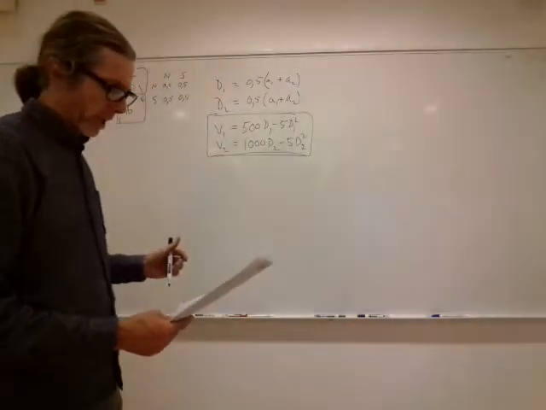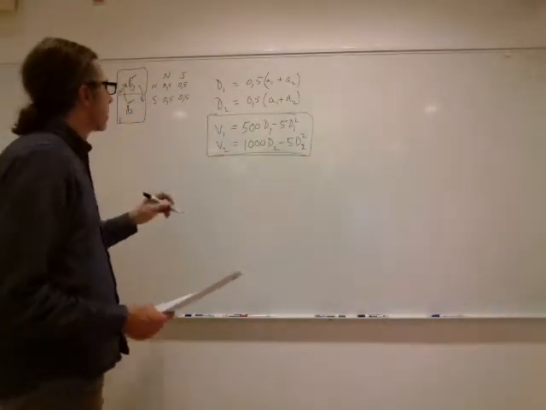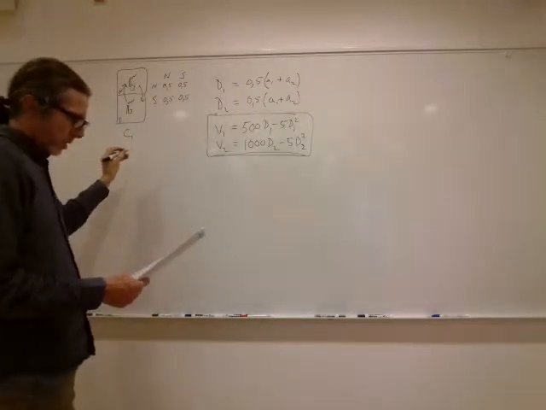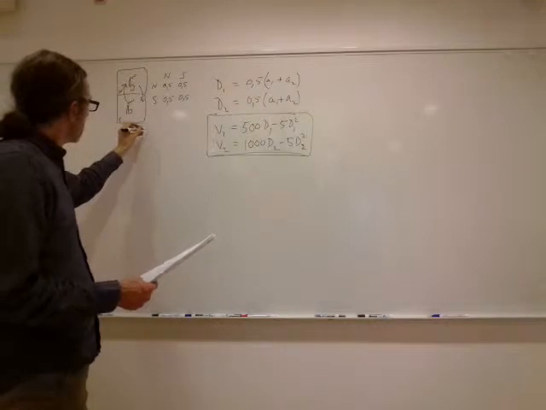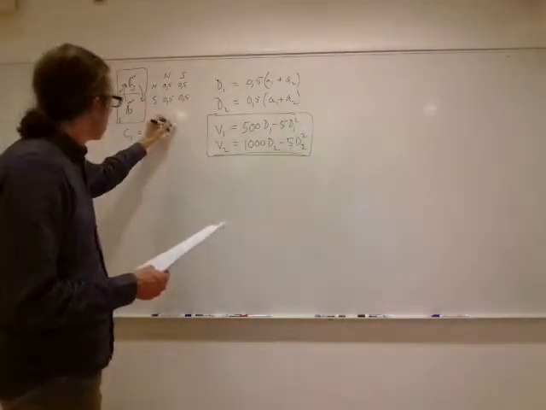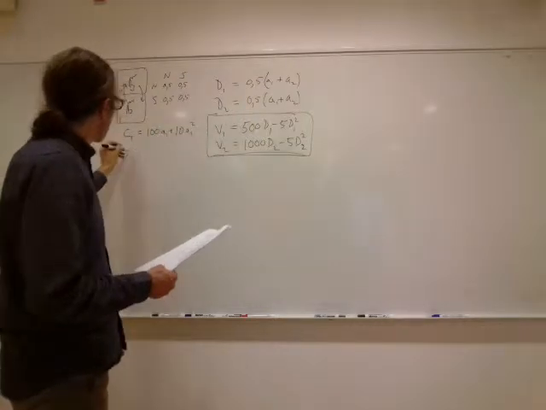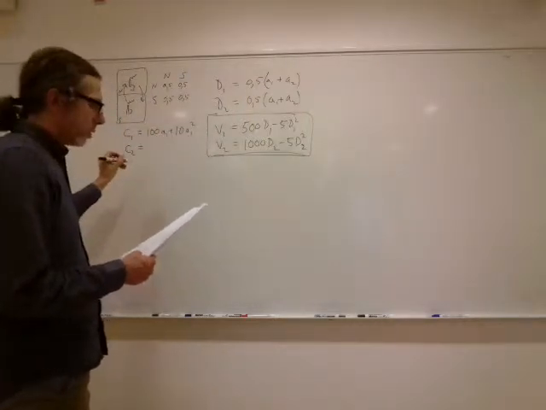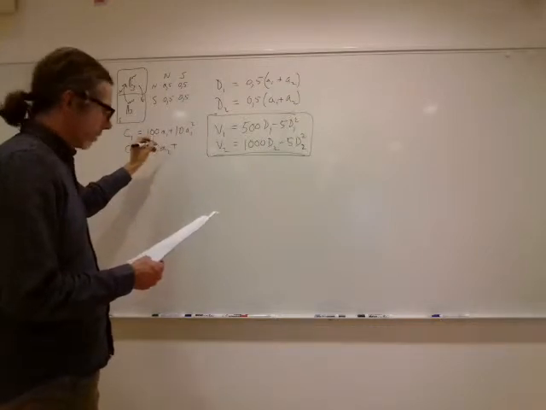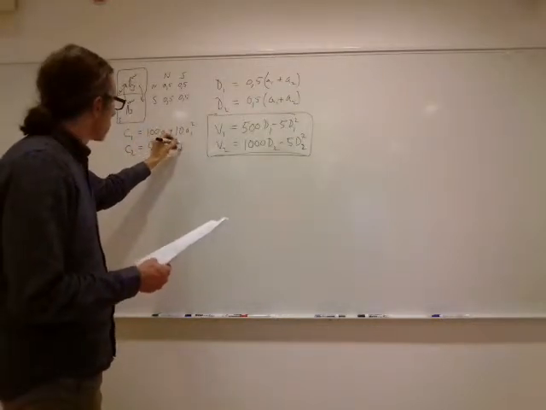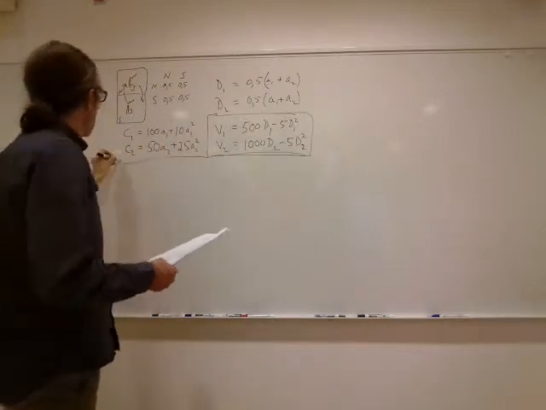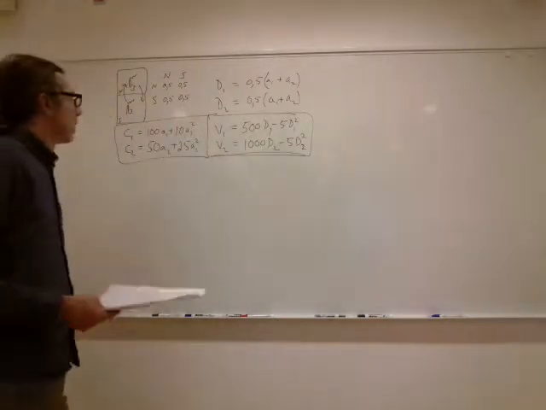I'm going to go and close the curtains. Okay, and finally we've got the costs of abatement. I'll put them over here. C1 is 100 A1 plus 10 A1 squared. C2 is 50 A2 plus 25 A2 squared. Okay.